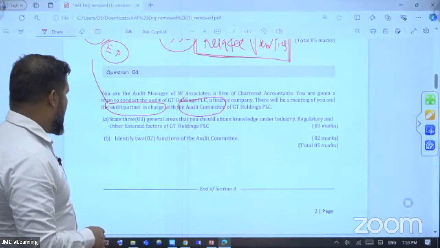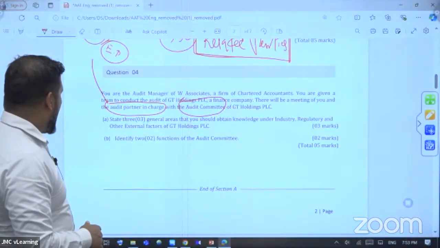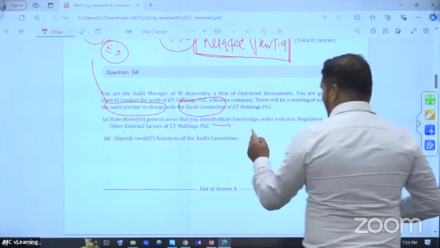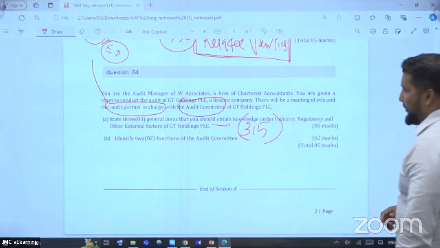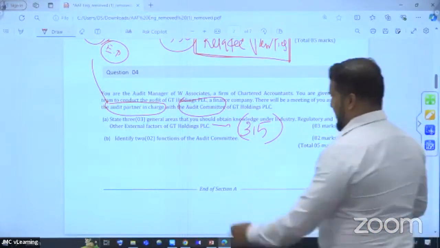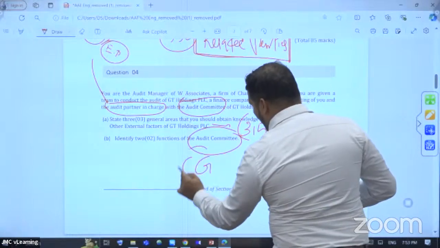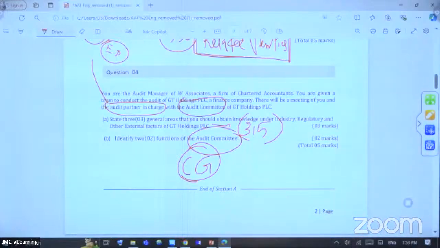State 3 general areas that you should obtain knowledge of under industry, regulatory and other external factors of GT Holdings. This question has been tested from SLS 350, knowledge of the business. Then number 2, you need to state 2 functions of the audit committee, which has been tested from corporate governance. Clear? Right. So these are the types of questions which will be tested in section A.